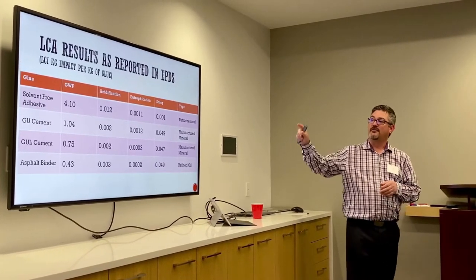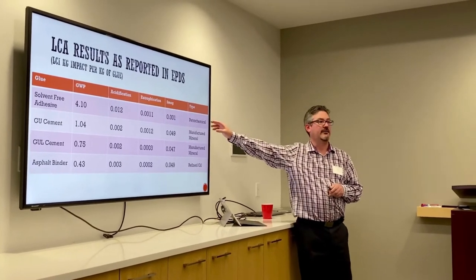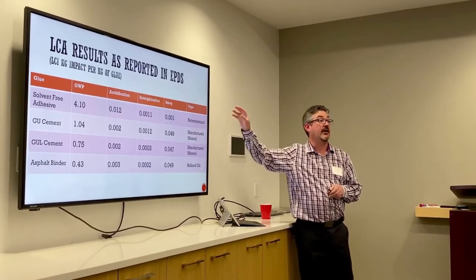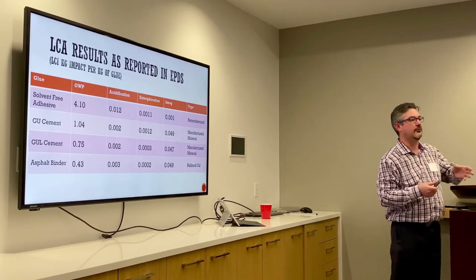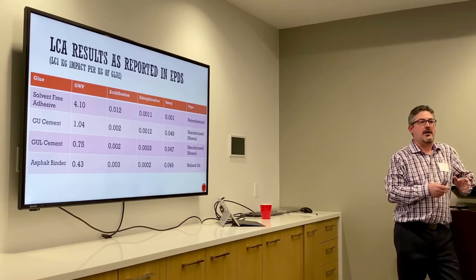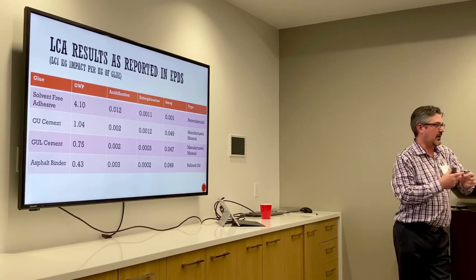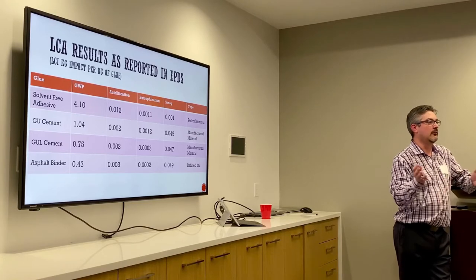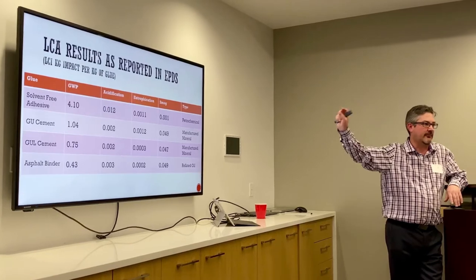So in terms of what these glues are, this top one is a solvent-free adhesive. This is actually SMP, which is a glue that is used for glulam and CLT and plywoods and all of those sorts of things to glue those pieces of wood together. So that's typically the glue that's used for those.